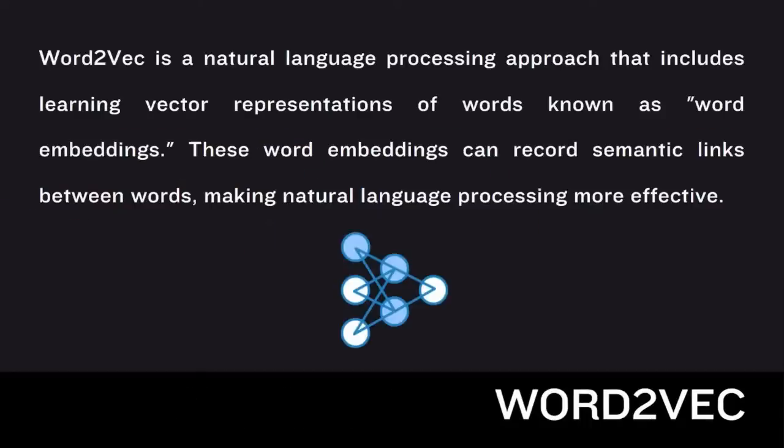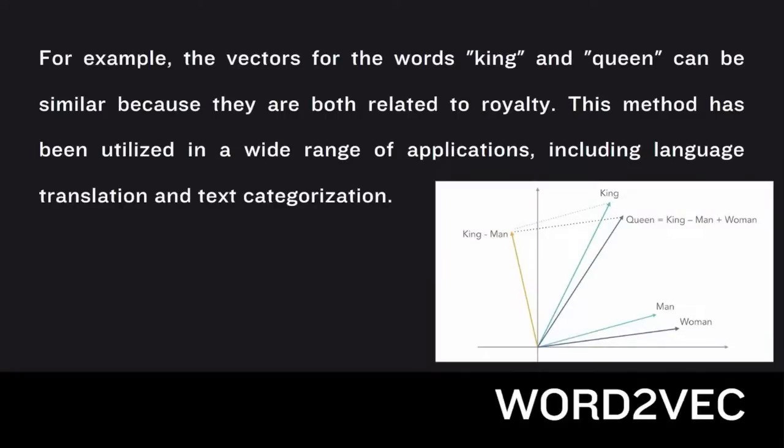Before continuing, we will once again go through what word2vec is. Word2vec is a natural language processing approach that includes learning vector representations of words, known as word embeddings, and these word embeddings can record semantic links between words, making natural language processing more effective. For example, the vectors for the words king and queen can be similar because they are both related to royalty, and this method has been utilized in a wide range of applications including language translation and text categorization as well.